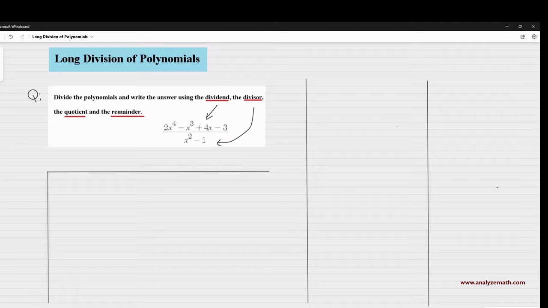So we use a table like this, and we put the dividend on this side: 2x^4 minus x^3 plus 4x minus 3. There is no term in x^2, so we put 0x^2 because we need to write the polynomial in standard form. On this side, we put the divisor, which is x^2 minus 1. And then we start. Let's put step number 1 here.